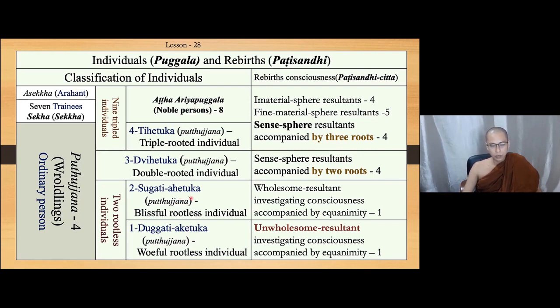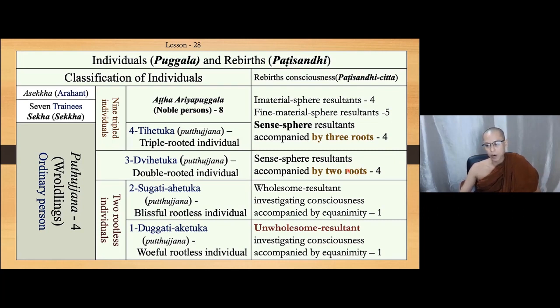And for the Sugati Ahetuka, who was born in the blissful plane of existence but is still a rootless individual, that person's rebirth linking consciousness, Patisandhi, or life continuum Bhavanga can be identified with the wholesome resultant investigating consciousness accompanied by equanimity. If a person is Dvihetuka, we can identify his Patisandhi and Bhavanga by the sense sphere resultant accompanied by 2 roots. So here 2 roots, sometimes accompanied by equanimity and sometimes joy. But from the side of the roots, the only 2 roots are Alobha and Adosa.